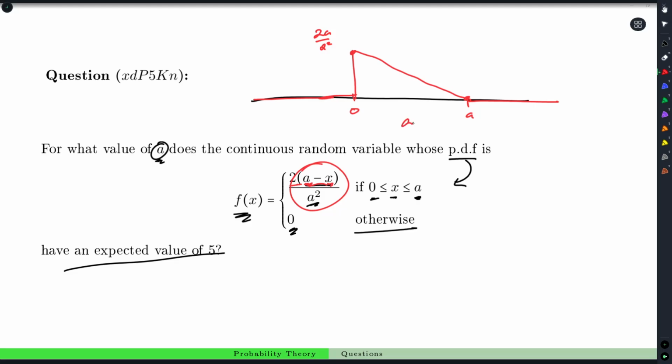And you can see the base is a, the height is 2 over a. Multiply those two together, and a half of that is the area of a triangle. So it really does work. It is a PDF. Now, again, we're not required to do any of that. What we're interested in is what is the expected value of this. But we don't know what a is, so we're going to have to be working a little abstractly.